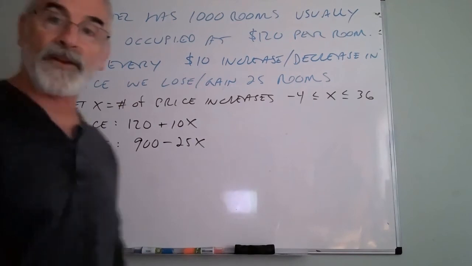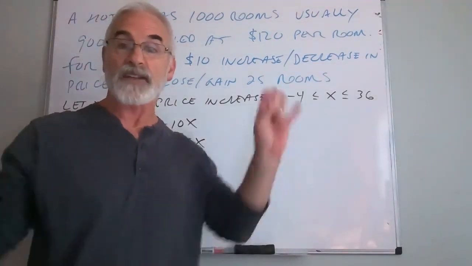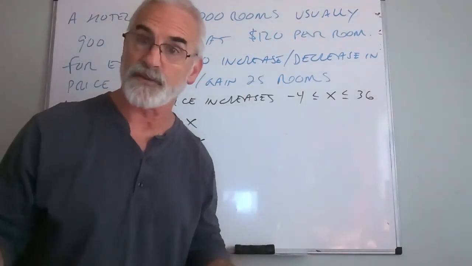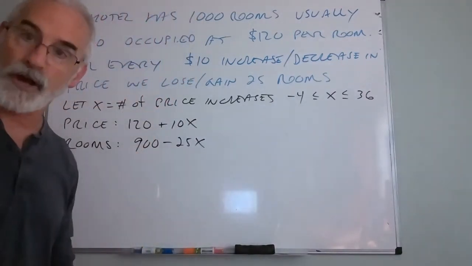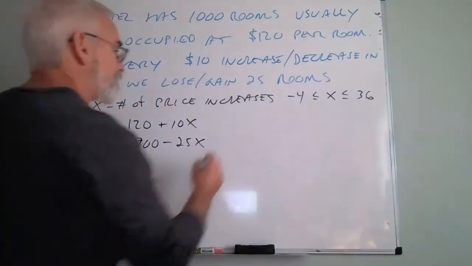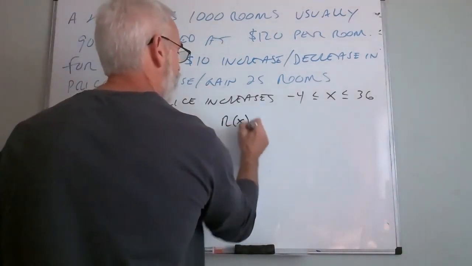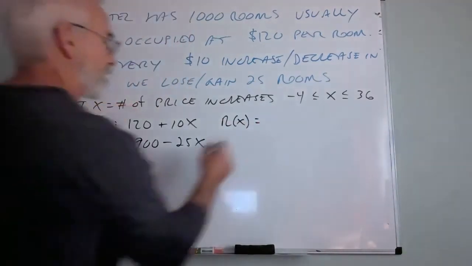Now, by the way, what if I choose to do nothing? Status quo, I just leave it alone. Well, then X would be 0. And I'd still have 120 times $900 per night. Okay, so my revenue as a function of X is simply the product of these two things.